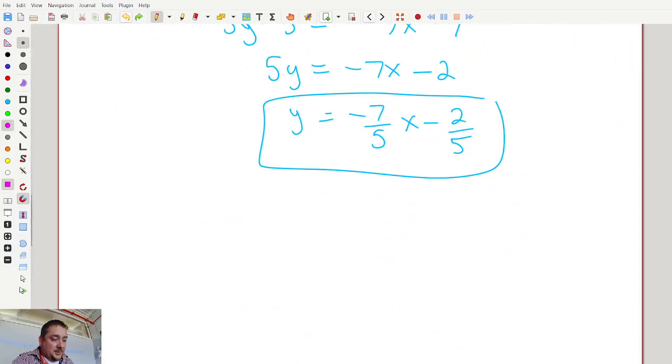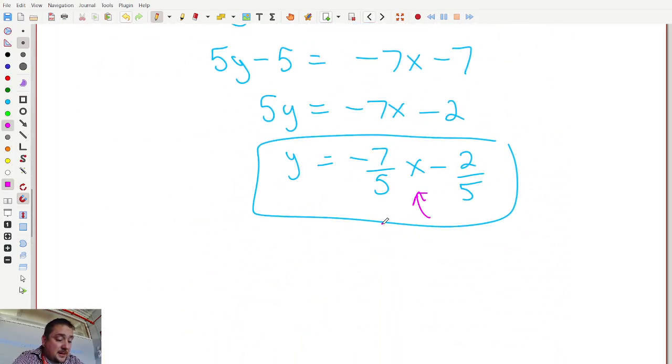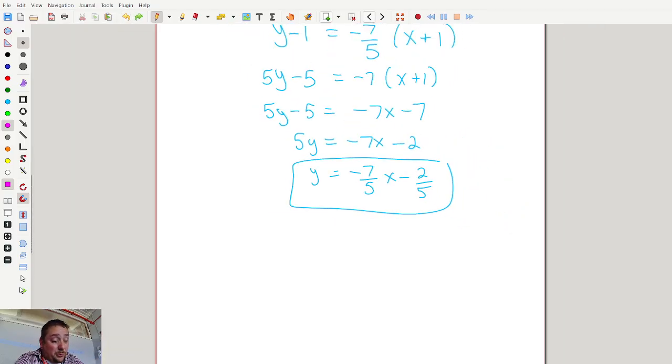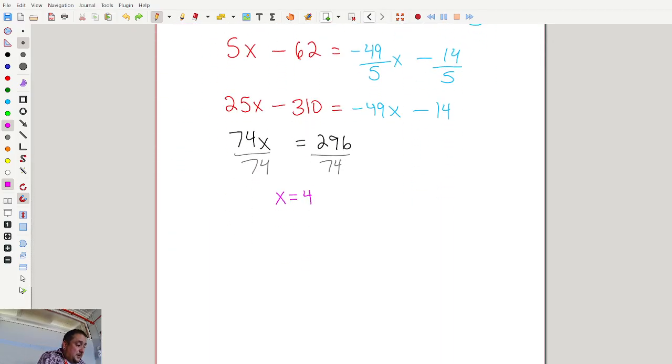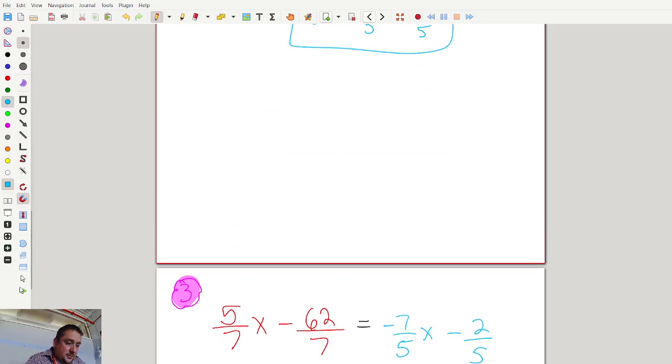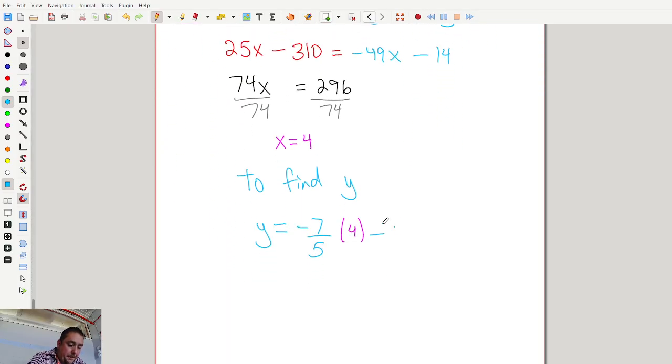Let's see if the other one's any easier. Son of a gun, it's not. I have to put a 4 right there to find the y coordinate. Since they're both kind of gross, I'll just go with this one right here, just because it's in front of me. So y equals negative 7/5 multiplied by 4 minus, what was it? I forgot. 2/5. Let's see what we get.